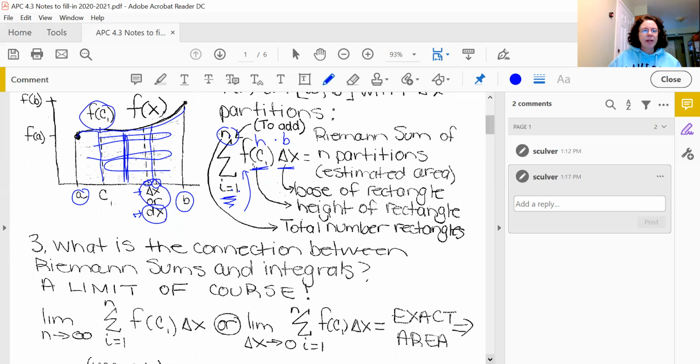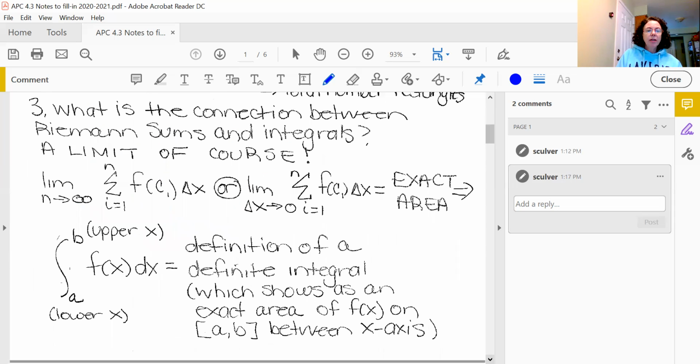Let's go a little farther then. Number 3, what is the connection between Riemann sums and the integrals? And it would be a limit, of course. The limit as the number of rectangles approaches infinity, where here's the area and we're summing them up. Or we could say that's the limit as delta x approaches 0.